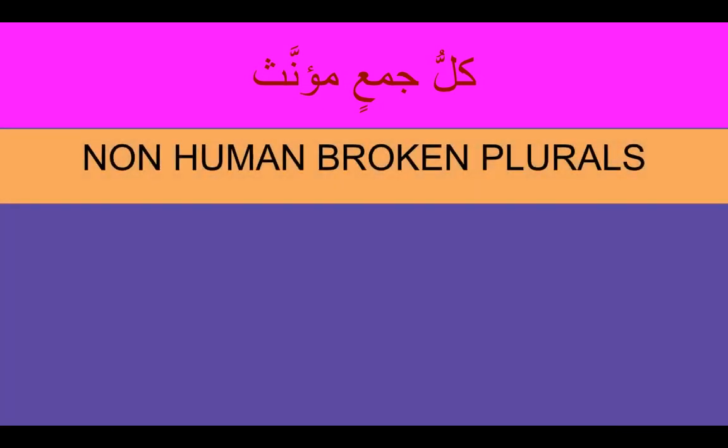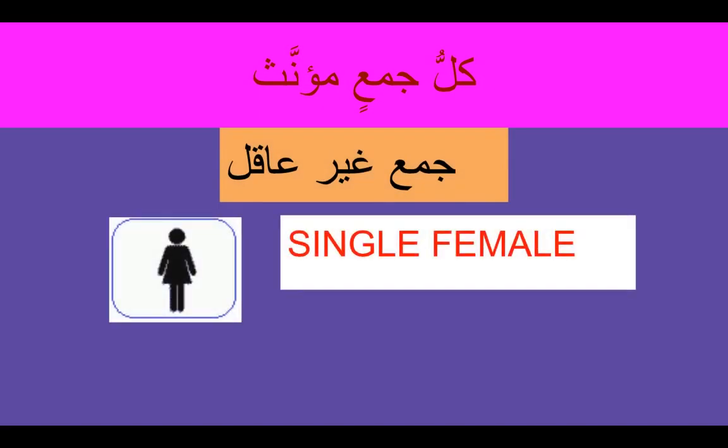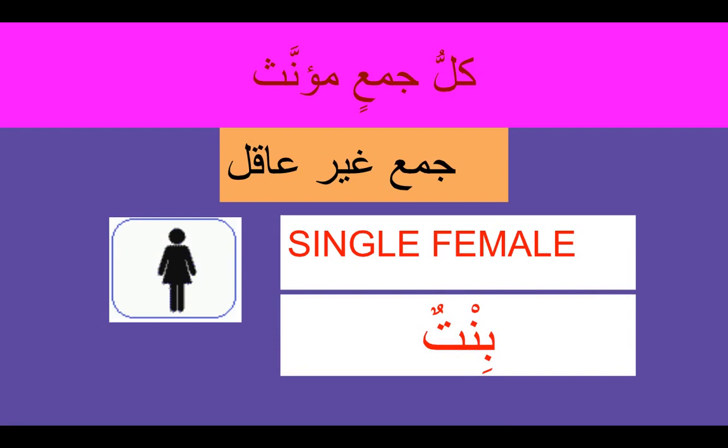So what happens in Arabic is that the non-human broken plurals, what is called jam'u ghayr aqil, are considered as a single female. So whatever is a plural form of a ghayr aqil, like buyut, nujum, durus, these are all inanimate or irrational things. So any ghayr aqil is considered a single female. It is replaced like a bint, like a girl. It is as though they pretend they are talking about a girl.